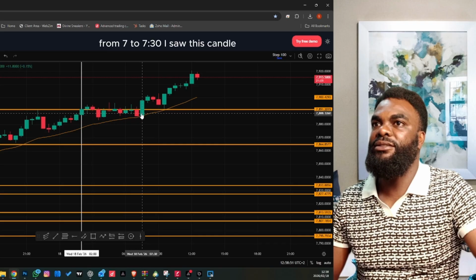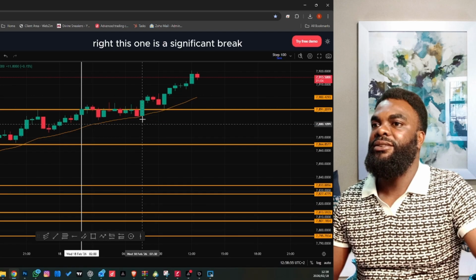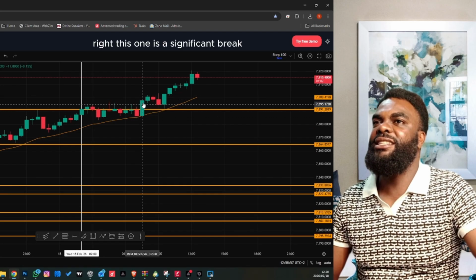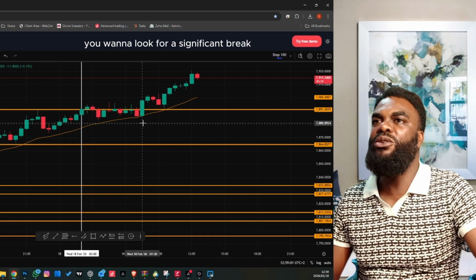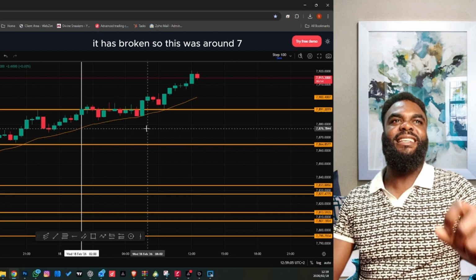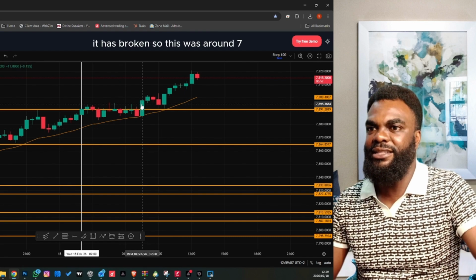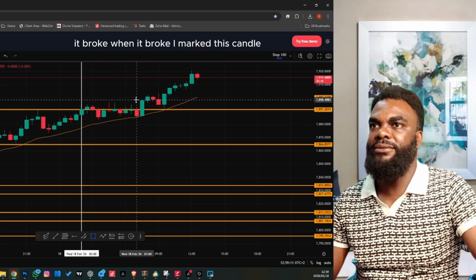And then when I check the market again around 7, from 7 to 7:30, I saw this candle, right? This one is a significant break. This was a minor break. That's why it failed. You want to look for a significant break, something that you can say, yes, it is broken. So this was around 7. It broke. When it broke, I marked this candle.